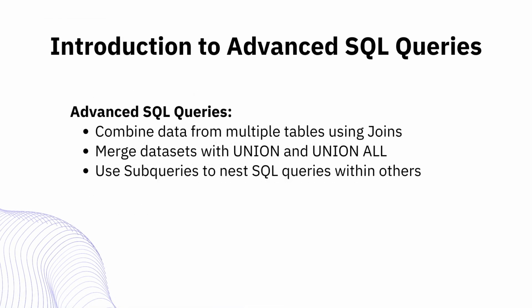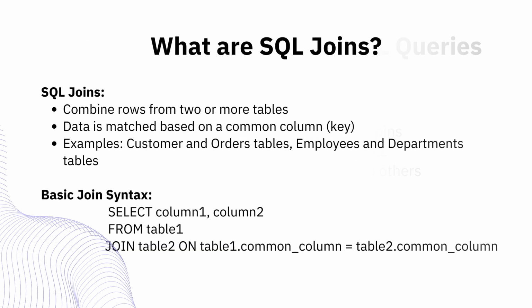Joins, unions, and subqueries. These SQL features allow you to combine and filter data from multiple tables, enabling richer insights and more detailed reports. SQL joins allow you to combine records from two or more tables based on related columns. In a relational database, data is often stored across different tables, and a join lets you query that data together. Joins are essential when your analysis requires information from multiple sources.